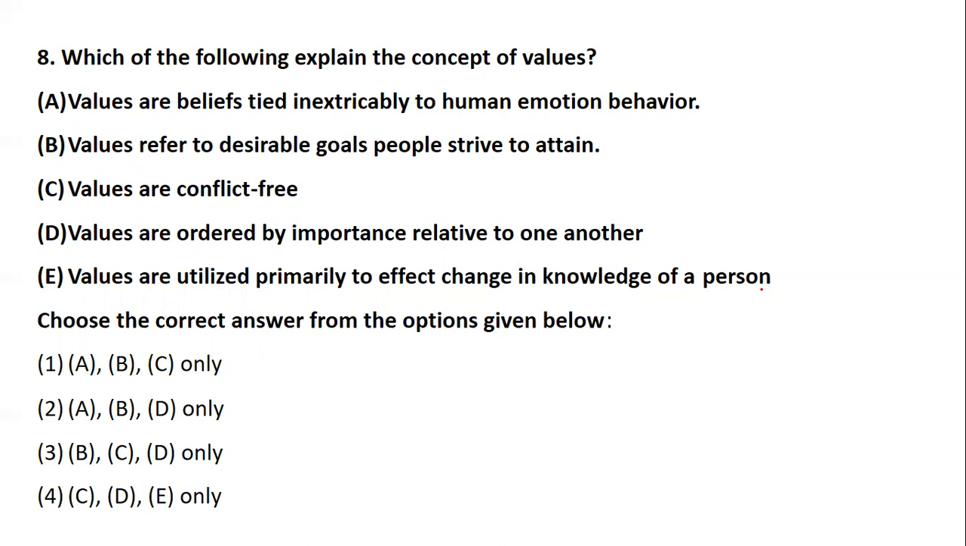I'll explain once again. Which of the following explains the concept of values? Values are beliefs. Values refer to desirable goals. They are conflict free. They are ordered by importance, or they are utilized to change knowledge. Which option talks about the concept of values? Values are beliefs that are inextricably tied to human emotion and behavior. They refer to desirable goals, and they are ordered by importance relative to one another. So these are the definitions or concepts of values.